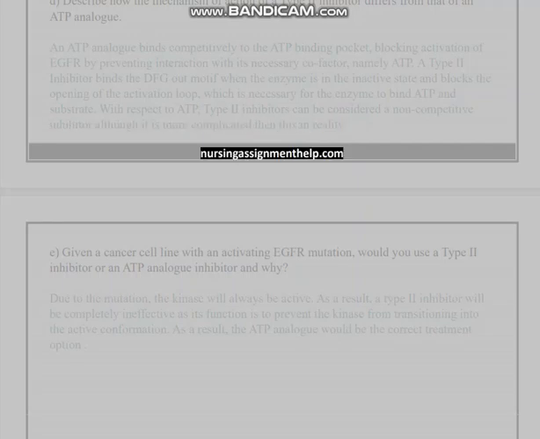E. Given a cancer cell line with an activating EGFR mutation, would you use a type 2 inhibitor or an ATP analog inhibitor and why? Due to the mutation, the kinase will always be active. As a result, a type 2 inhibitor will be completely ineffective as its function is to prevent the kinase from transitioning into the active conformation. As a result, the ATP analog would be the correct treatment option.